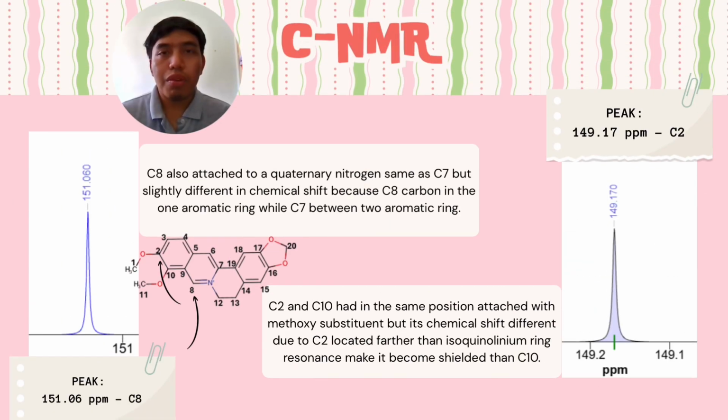The peak of carbon 8, which is at 151.06 ppm, is slightly different from carbon 7 because it sits within a single aromatic ring. We can also observe carbon 2 at 149.17 ppm. Although it has a methoxy attachment like carbon 10, it is more shielded because it is further from the isoquinolinium's strong resonance effects. From this comparison, we can see this carbon has a similar attachment but a different chemical shift value.